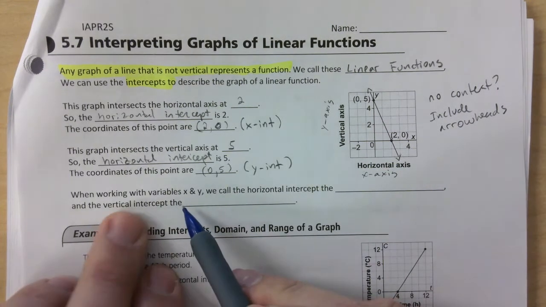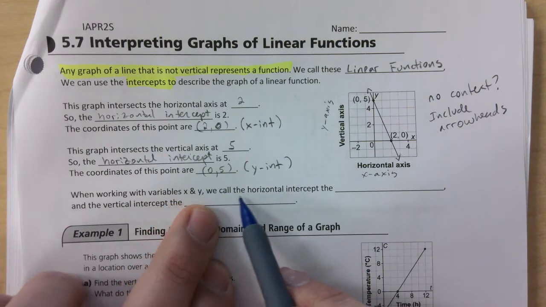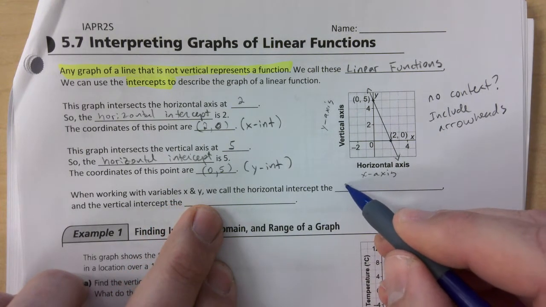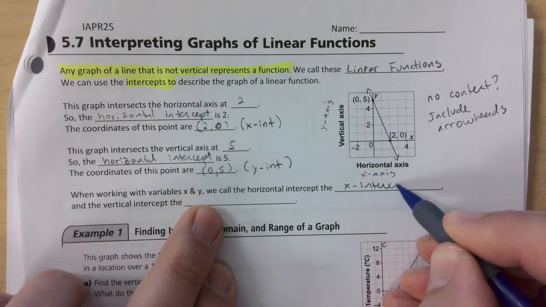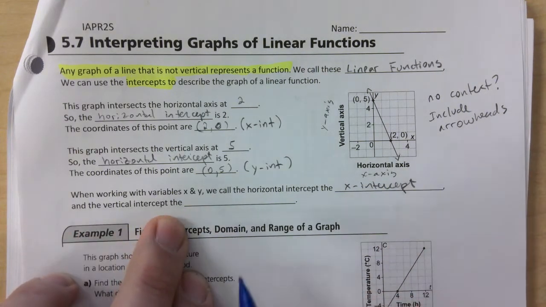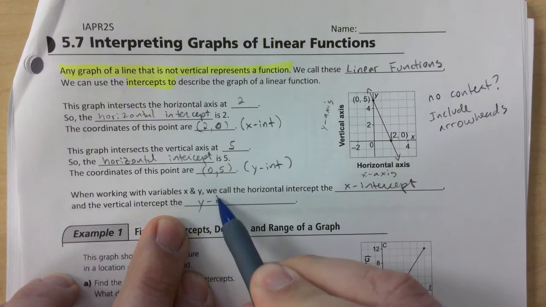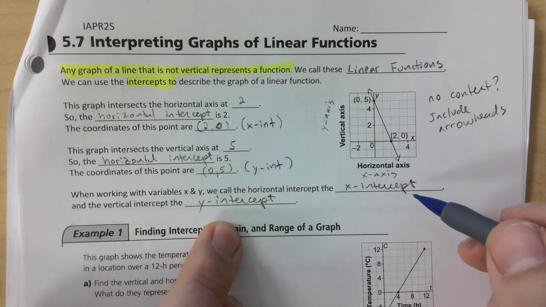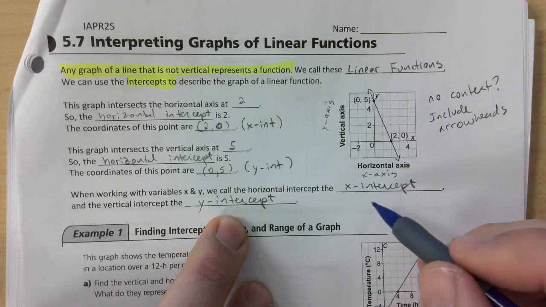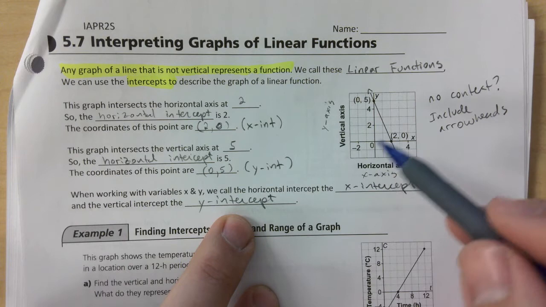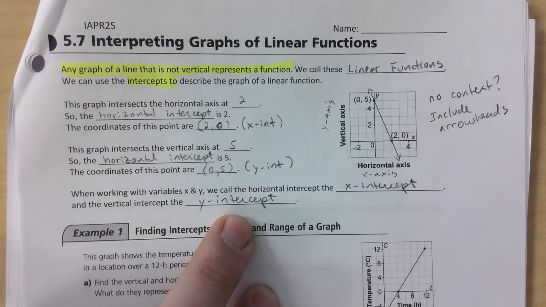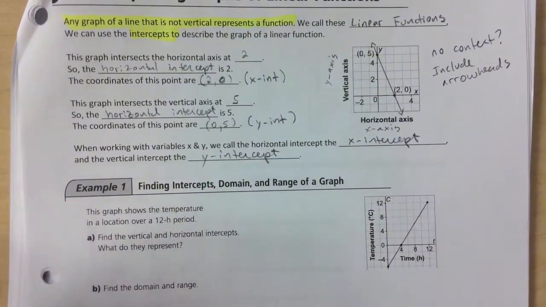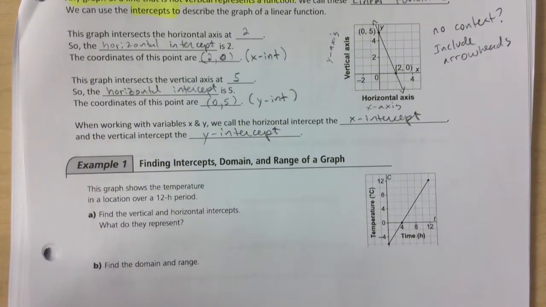When working with variables x and y, we call the horizontal intercept the x-intercept and the vertical intercept the y-intercept. And they have a specific meaning to us, okay? Yes, we call them x-intercept, y-intercept, but within a word problem, it means something. So we're going to ask you quite often to tell us what is the significance of the x or the y-intercept in this particular case.